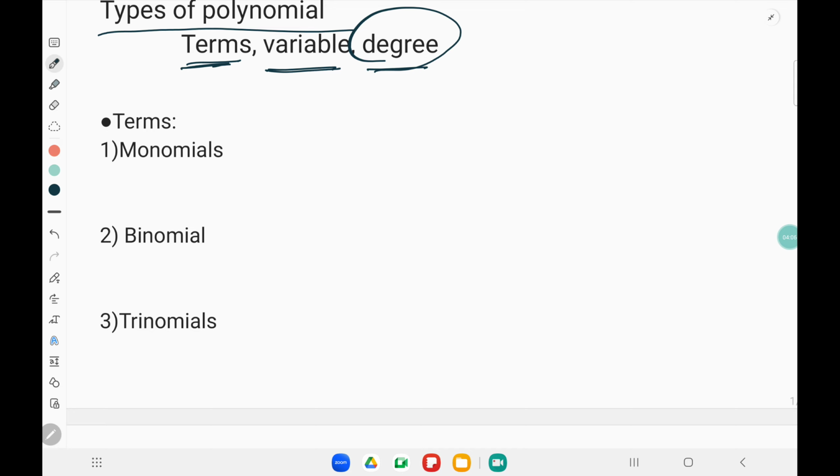Okay, so here first, according to the terms. According to the terms, if any polynomial has only 1 term, let's say 4x, or say 5y square, so if a polynomial has only 1 term, then it has a particular name and that we call the monomial. Mono means 1 and mial means term, 1 term. Okay, that we call the monomial.